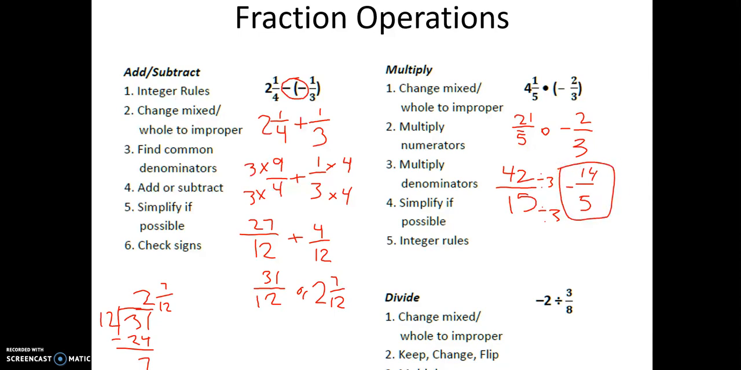Okay. Or, like I said, we could change that. 5 will go into 14 2 times. 2 times 5 is 10. So there's 4 left over out of 5. So that's our other option.